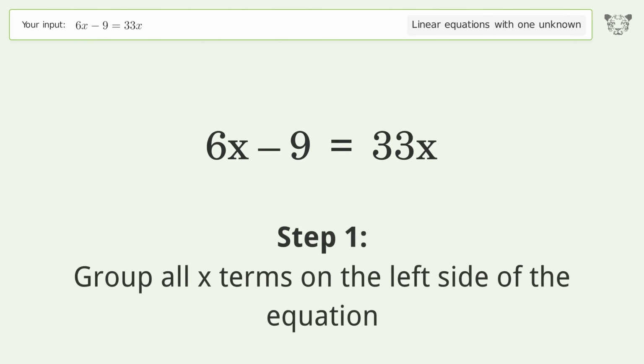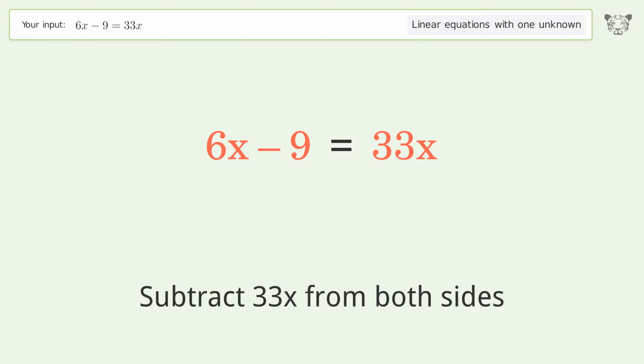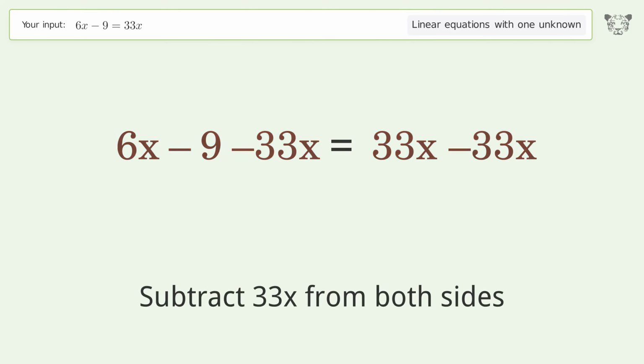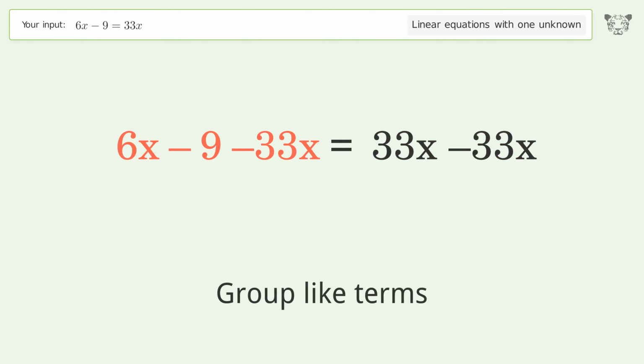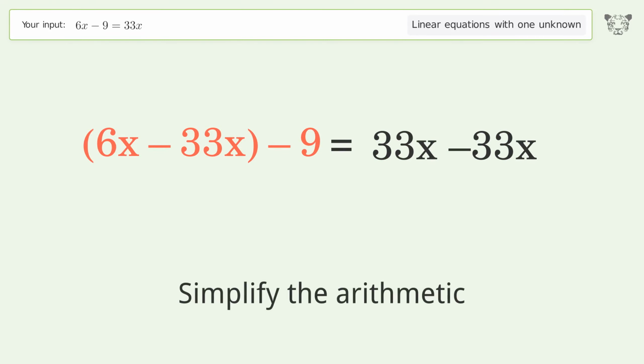Group all x terms on the left side of the equation. Subtract 33x from both sides. Group like terms. Simplify the arithmetic.